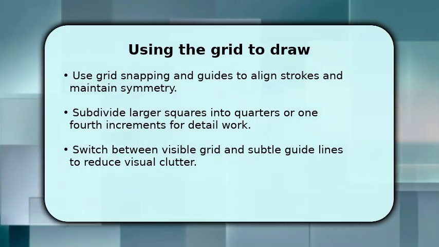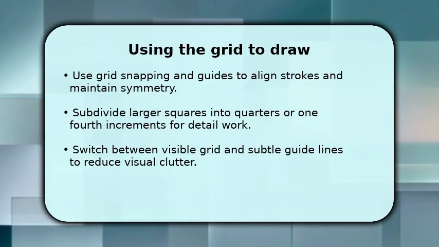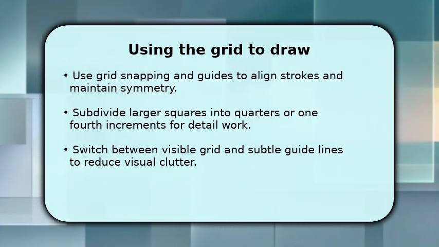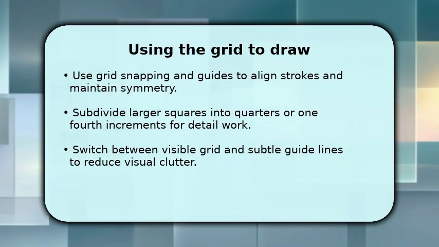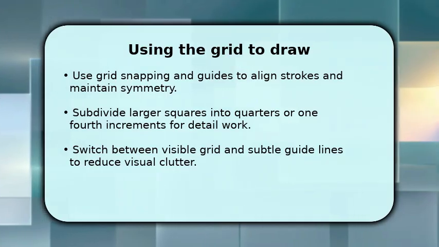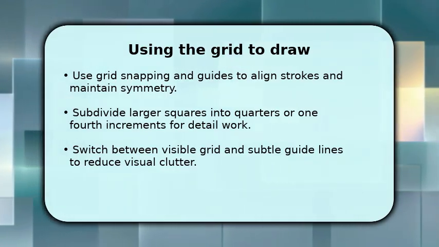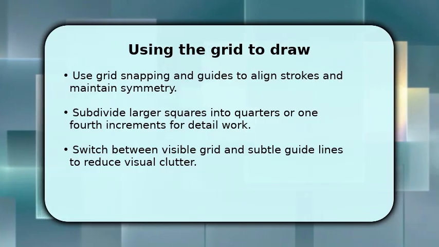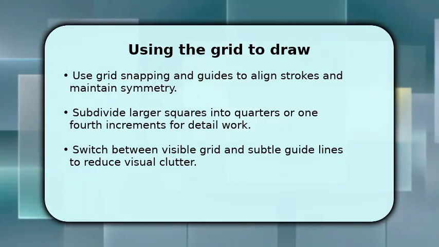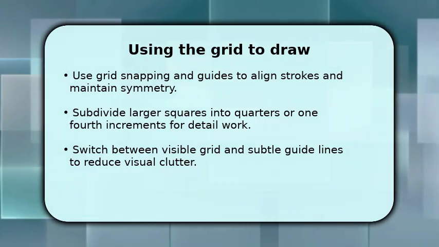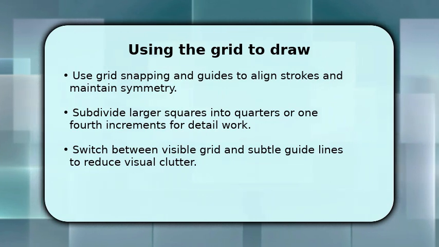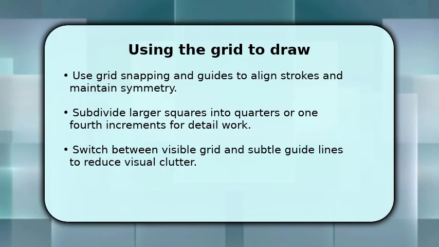it for freeform strokes. Subdivide larger squares into quarters or 1/4 increments for detail work so that proportions remain accurate when scaling a motif. Switch between visible grid and subtle guidelines to reduce visual clutter during shading and texture work. Toggle grid opacity. Change line color or hide grid on export when preparing final artwork.